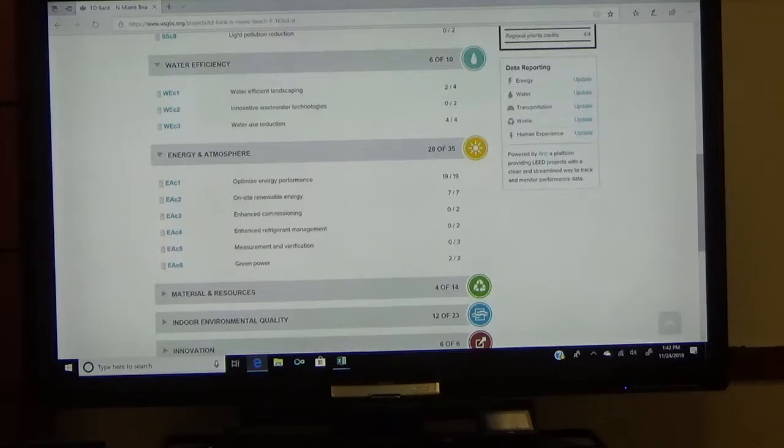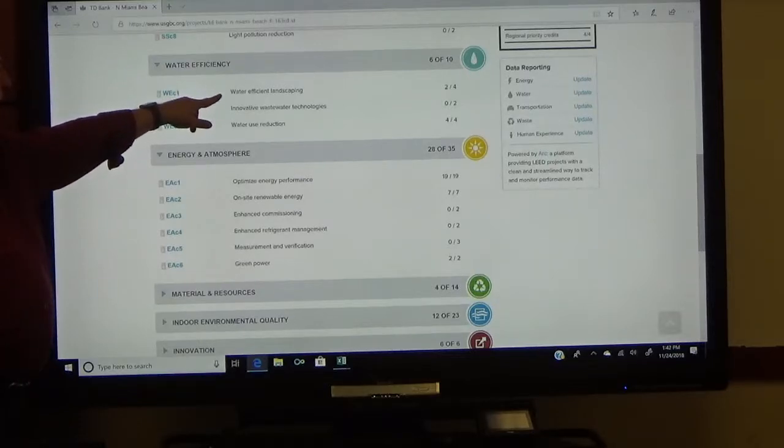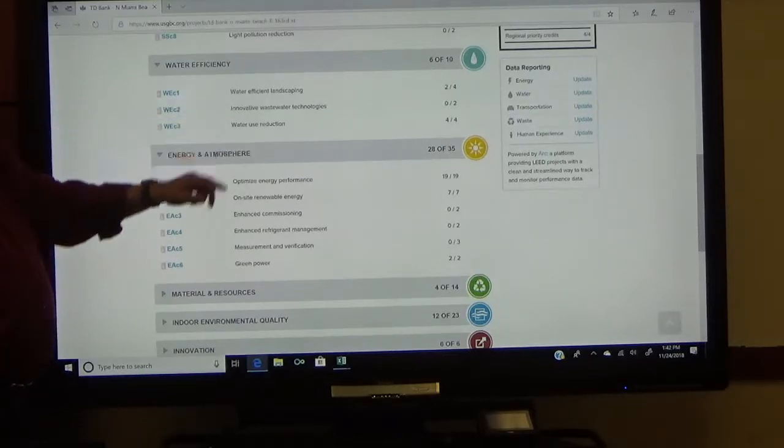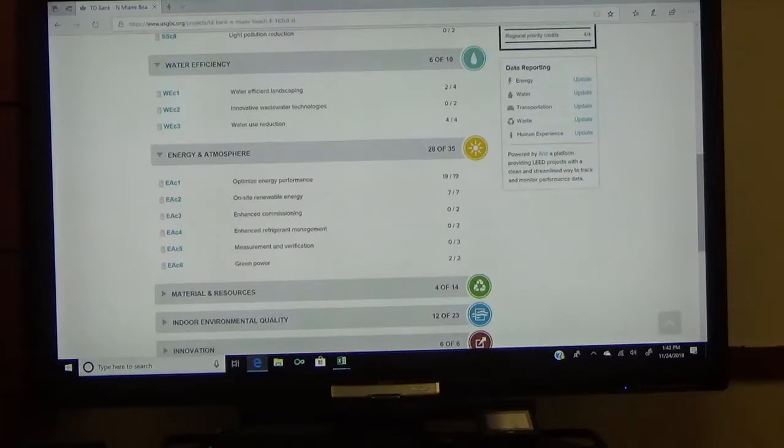We're not going to spend a whole lot of time on this, but I wanted to let you see water efficiency, something we didn't really talk about, water efficient landscaping. Some properties will collect all of their rainwater and not process it, just keep it in storage containers on site, and then purposely pump it out for irrigation purposes.